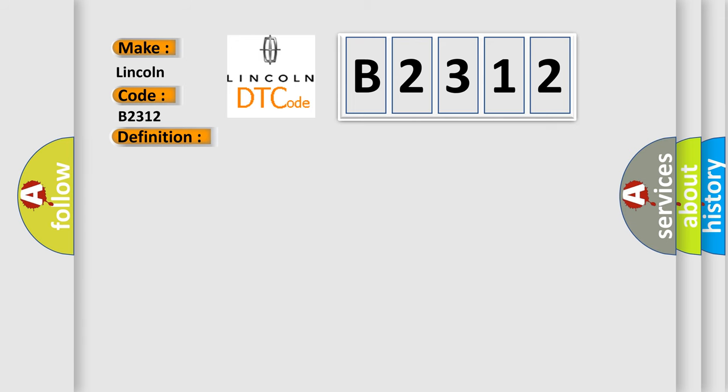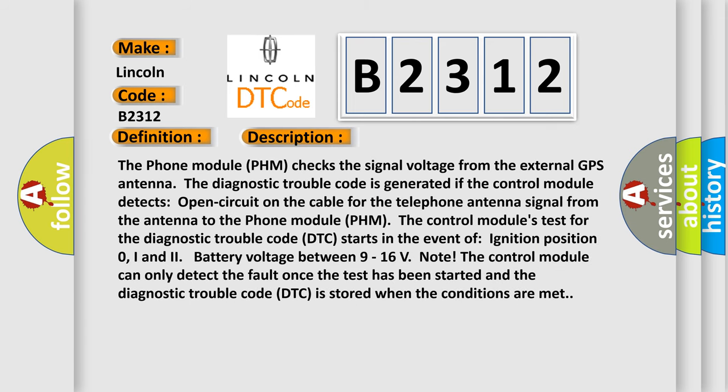And now this is a short description of this DTC code. The phone module PHM checks the signal voltage from the external GPS antenna. The diagnostic trouble code is generated if the control module detects an open circuit on the cable for the telephone antenna signal from the antenna to the phone module PHM. The control module's test for the diagnostic trouble code DTC starts in the event of ignition position 0, with battery voltage between 9 and 16 volts. Note: the control module can only detect the fault once the test has been started and the diagnostic trouble code DTC is stored when the conditions are met.